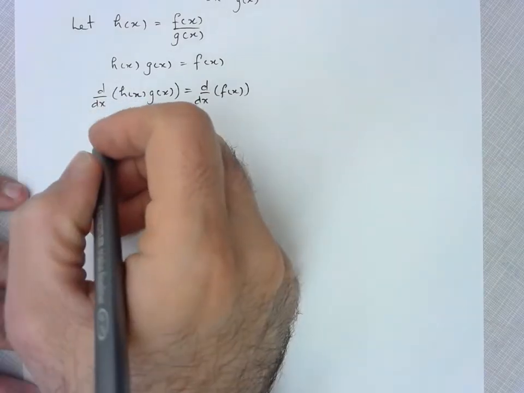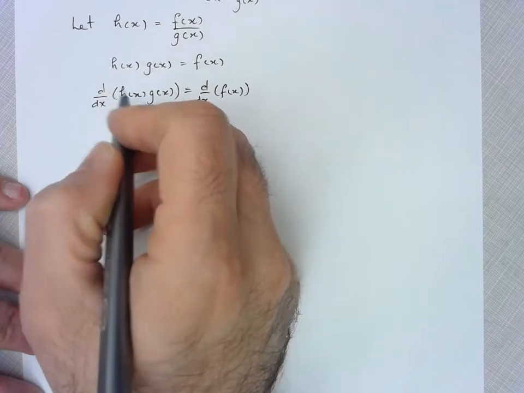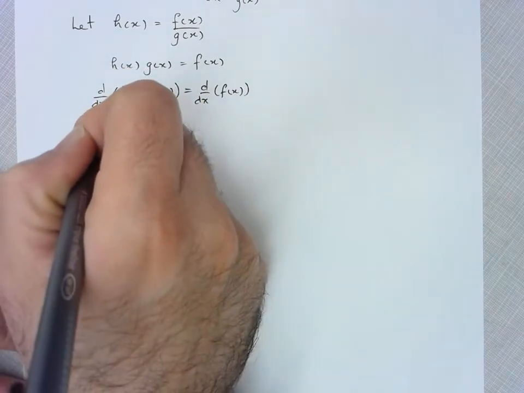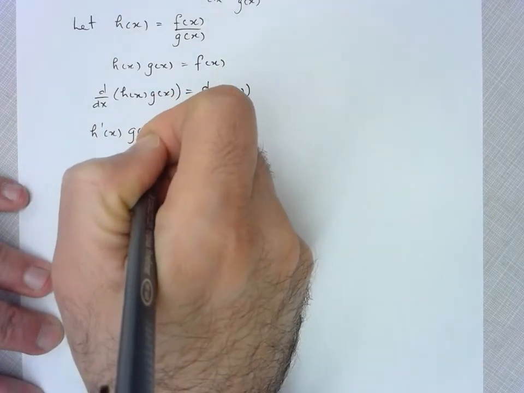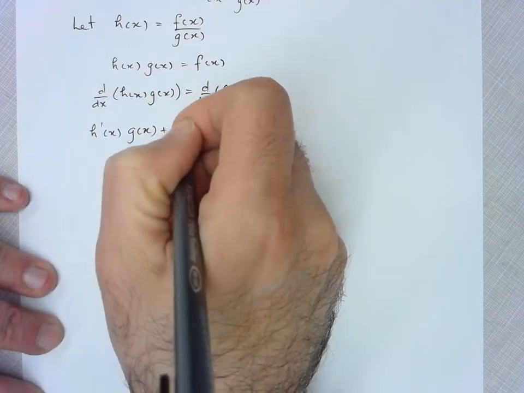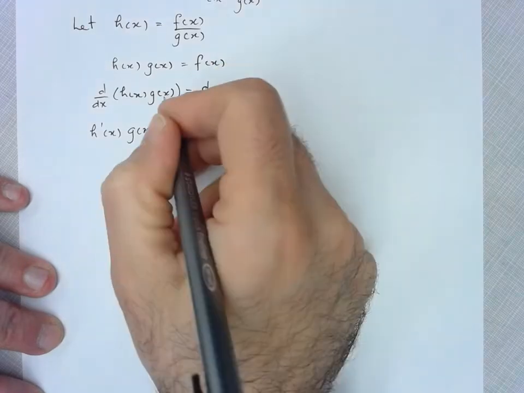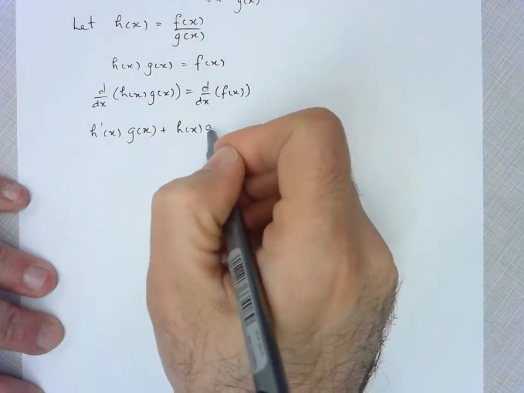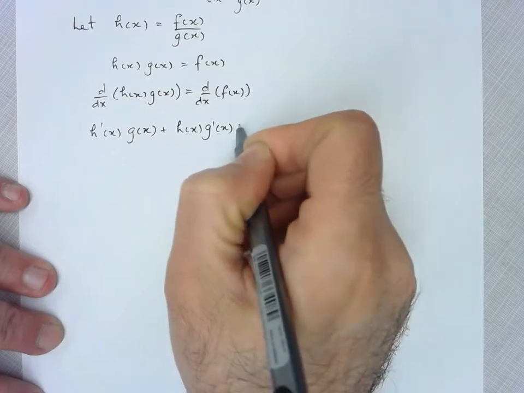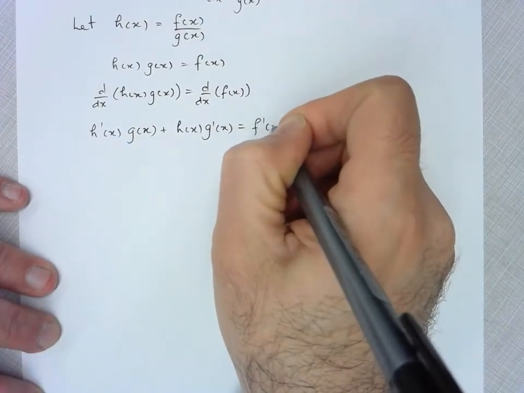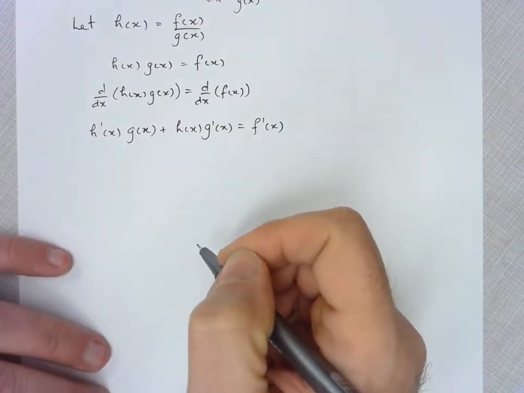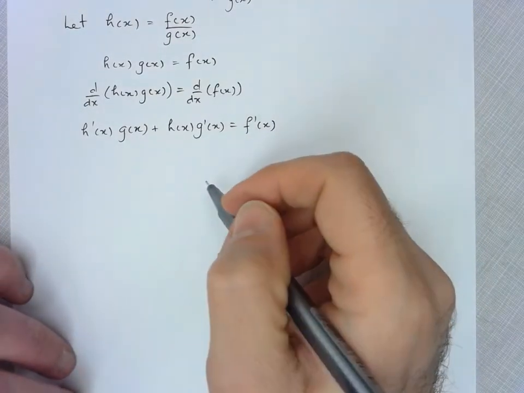The product rule says that the derivative of the product is the derivative of the first, so h prime at x, times the second function, g at x, plus the first function, h at x, times the derivative of the second function, g prime at x. And that's equal to the derivative of f at x, which I'm going to write as f prime at x.